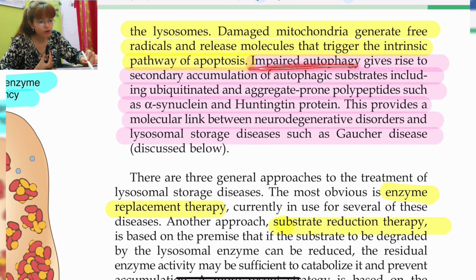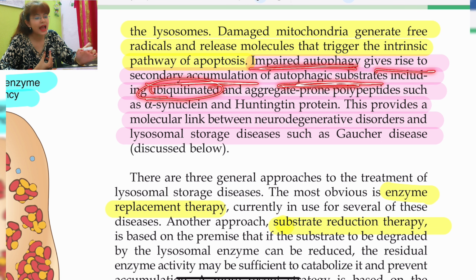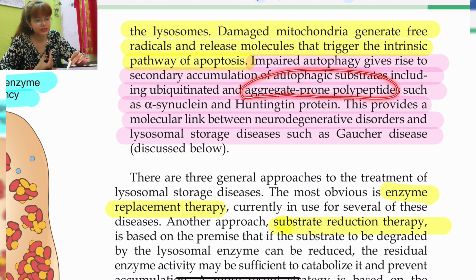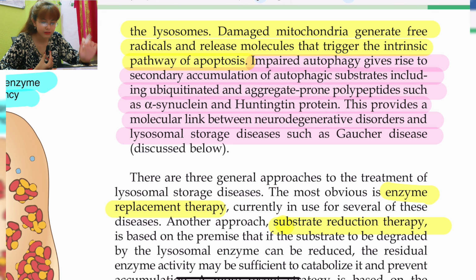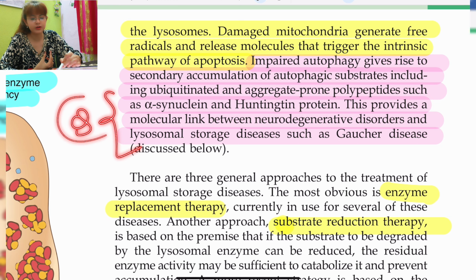Now, this impaired autophagy gives rise to secondary accumulation of autophagic substrate, including ubiquitinated and aggregate-prone polypeptides such as alpha-synuclein and Huntington protein. Because the cell is not able to digest its content, there is ultimately accumulation of alpha-synuclein and Huntington protein, and this is why these lysosomal storage diseases are related with neurodegenerative disorders, where you know that these are getting accumulated. So this is why there's a link, a very very important point.